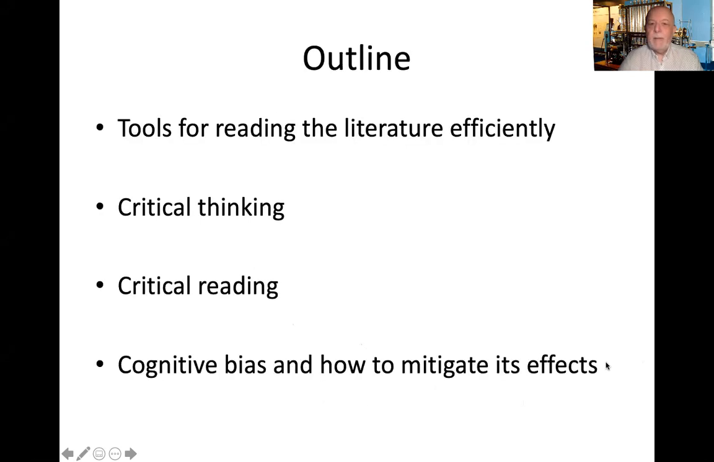So the outline is we're going to have a look at some tools for reading the literature effectively, some ideas and tips about critical thinking when you read the literature, and some ideas about how to actually write more critically than maybe we have done in the past. And then a little bit of a discussion of something called cognitive bias, which potentially changes the way people think and biases the way that you think. So it's something that we'd like to get rid of, or at least mitigate. And so we'll talk a little bit about effects of that as we're doing our reading.